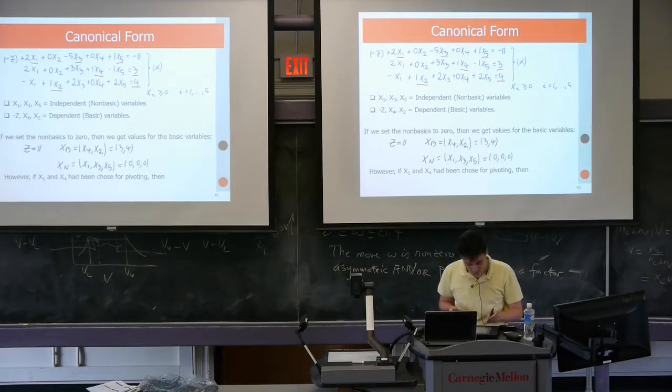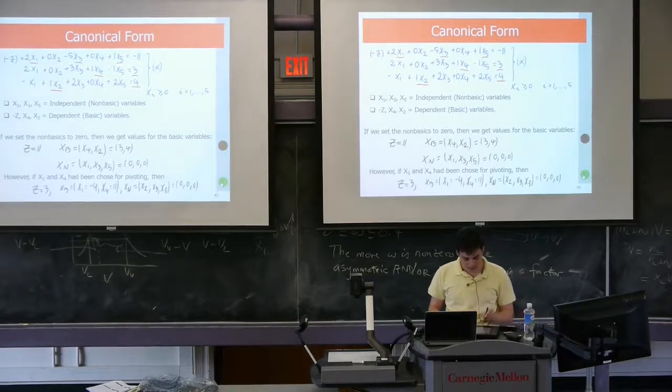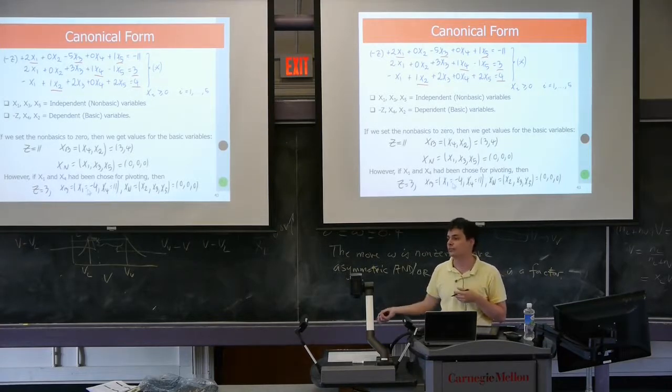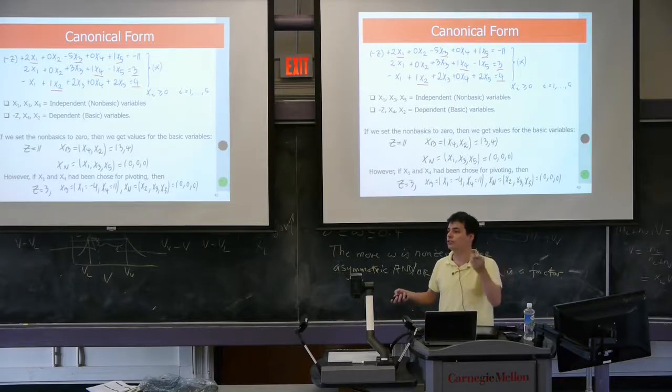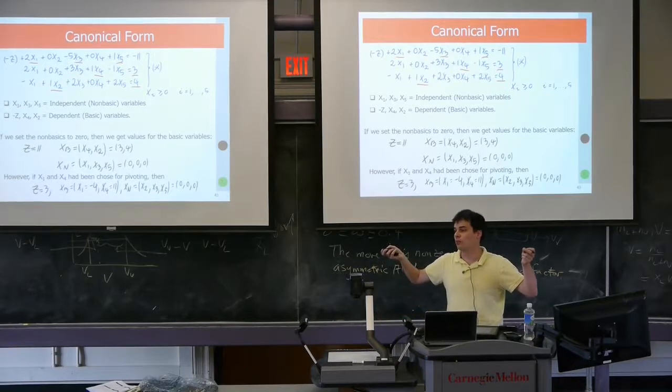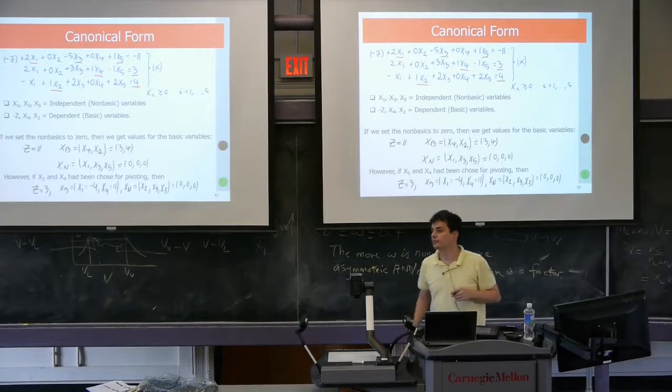So for example, we could have chosen x1 and x4 for pivoting, and then we would get a solution that, I calculated this at home, z would be 3, and the basic variables would be x1 is minus 4, x4 is 11. The non-basic variables, of course, would be zeros. And what you can observe is that it's not even a feasible solution, right? Because x1 would be minus 4. And we are looking for a feasible solution where all the variables are non-negative, right?